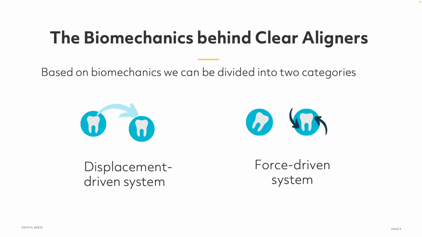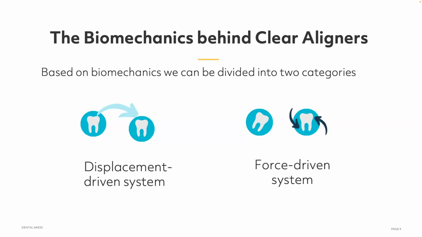If we divide how the aligners move the teeth, we can divide it into two categories. The first one is the displacement-driven system, which is the one that was first invented. And it's basically that the aligner has a shape and the teeth need to fit into that shape. That is how the teeth move. The teeth try to fit into the aligners, and with days, they are going to start to move.